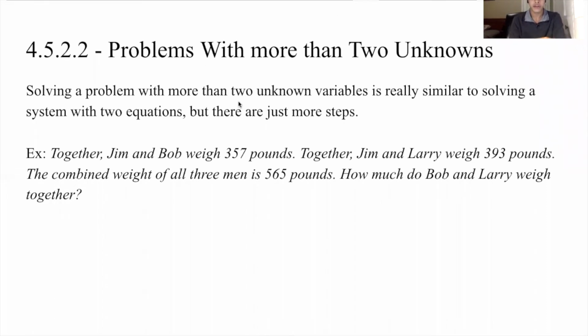It reads, together Jim and Bob weigh 357 pounds. Together Jim and Larry weigh 393 pounds. And the combined weight of all three men is 565 pounds. How much do Bob and Larry weigh together?